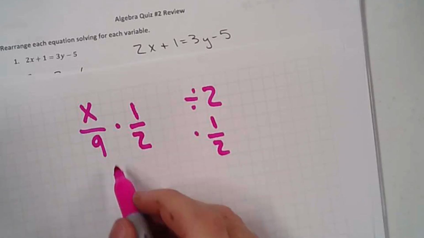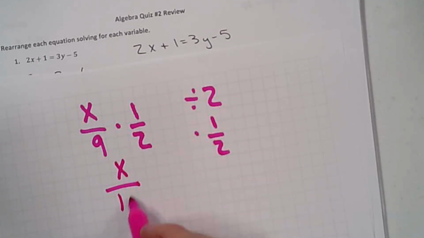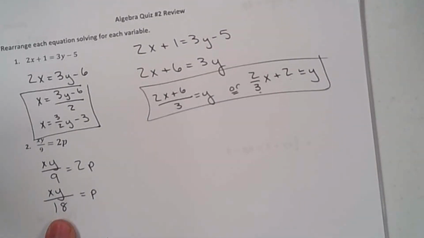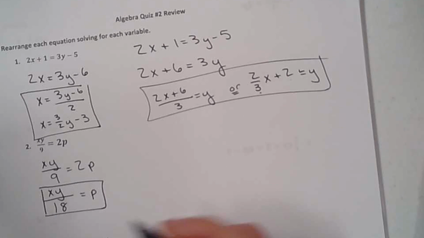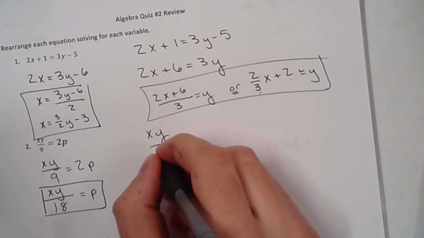Across. What's x times 1? X. What's 9 times 2? 18. Told you, right? So we have xy over 18 equals p. That is p. Okay? Now let's go get x and y. So xy over 9 equals 2p.